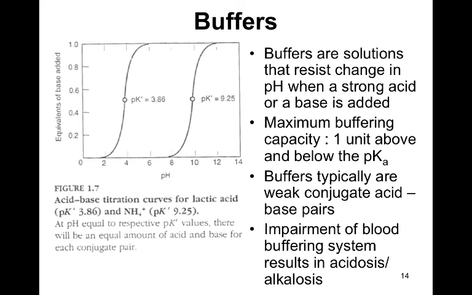Alkalosis, on the other hand, is excessive blood alkalinity caused by loss of acid from the blood, which is called metabolic alkalosis, or by a low level of carbon dioxide in the blood that results from rapid or deep breathing, again called respiratory alkalosis.